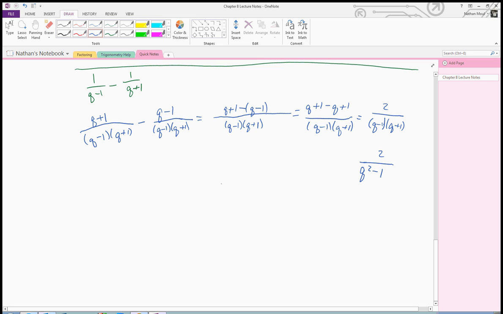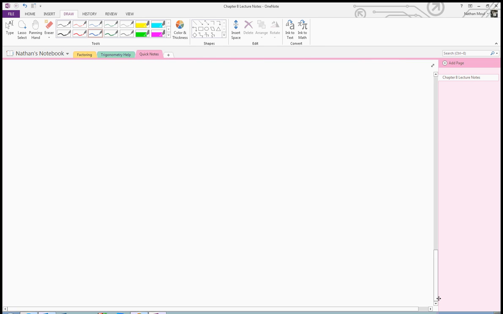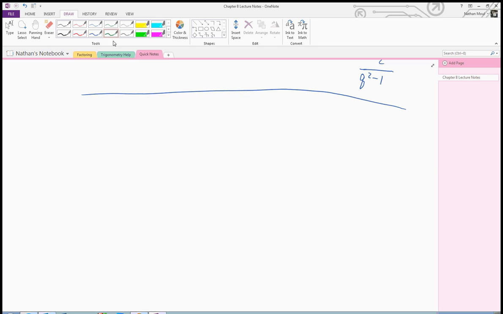Let's move on from that, because quite honestly, it's a very easy concept to grasp once you've practiced it a little bit. It's very easy to see where these things come into play.